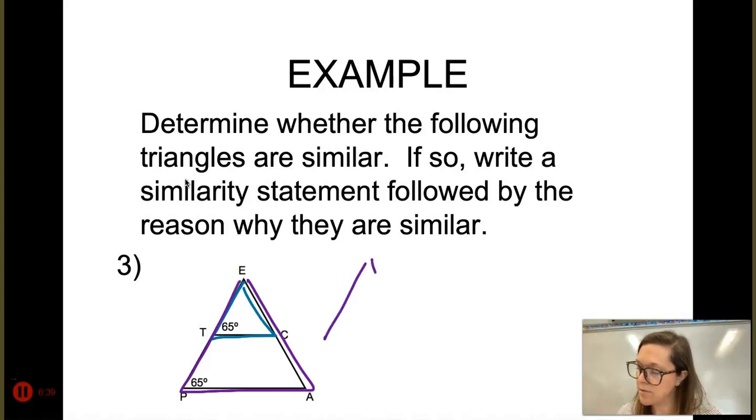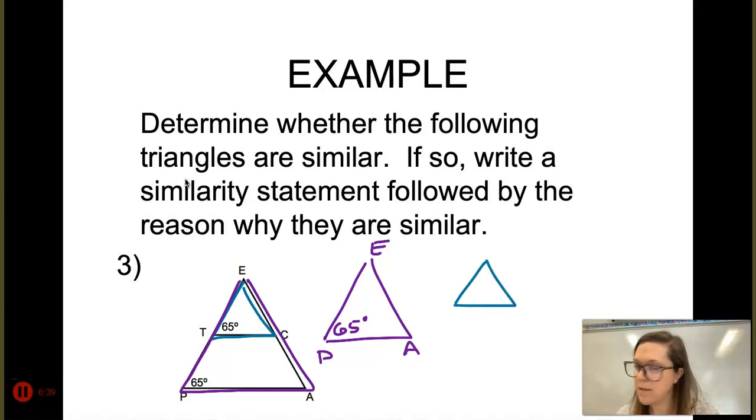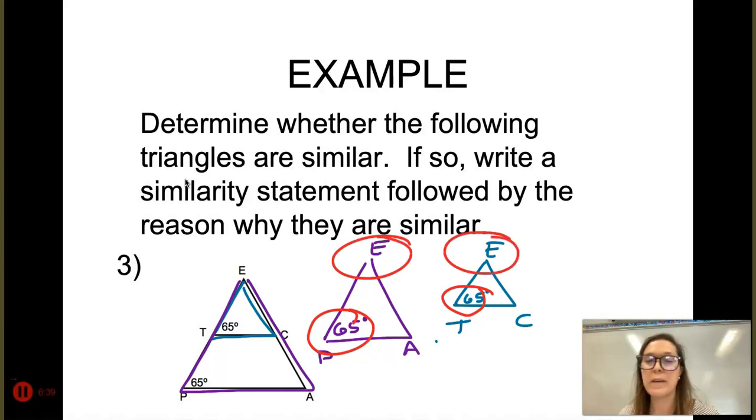So if I recreate those 2 triangles, so purple is PAE, and we're given that this angle is 65 degrees. And then the blue one is right here, which is TCE, 65 degrees. So we've got T and P the same, but I don't have anything else. But notice both of them have an E up top, and E is the same as E. So that's the reflexive property. So I do have 2 sets of congruent angles because they both share that E in common. So yes, they are similar.